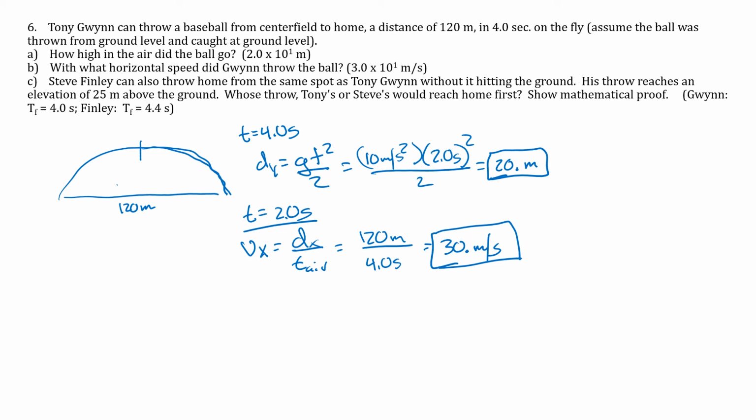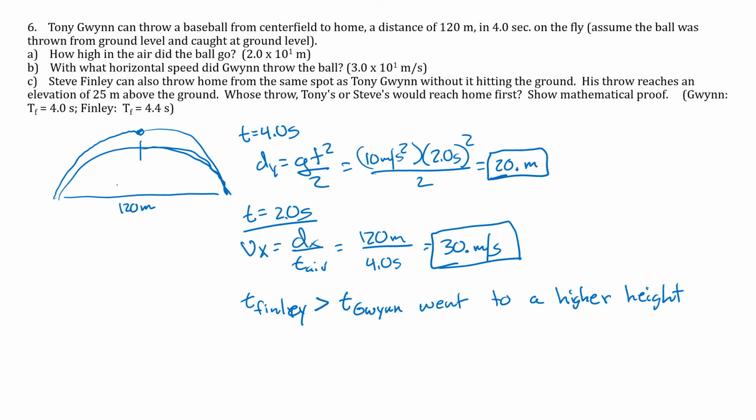Okay. Now the next question is, someone else threw the ball, except this one went up to 25 meters in the air. And it asks which one took longer to get to home plate. Hopefully just by looking at it, we know that the time for the second throw, the time for Finley, is greater than the time for Gwynn because it went to a higher height.